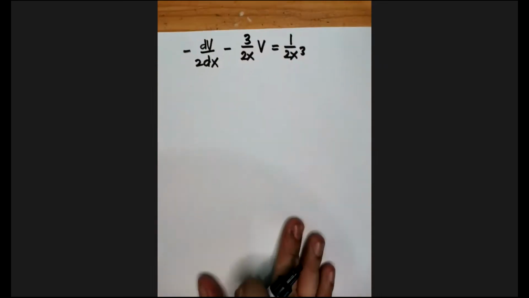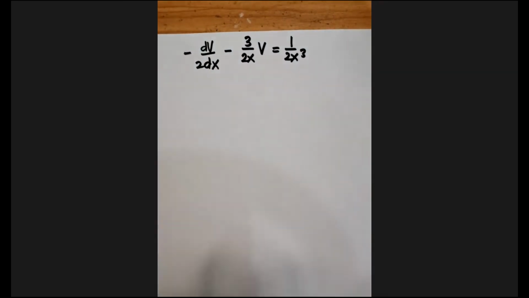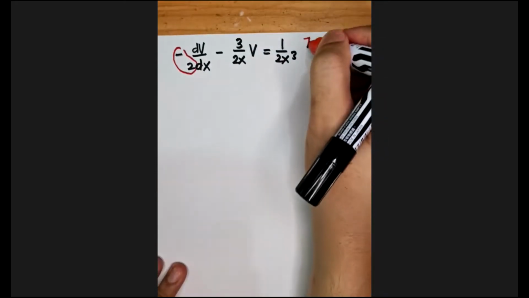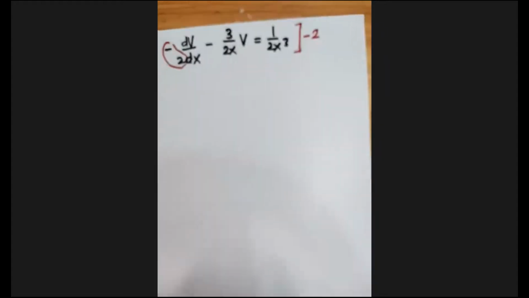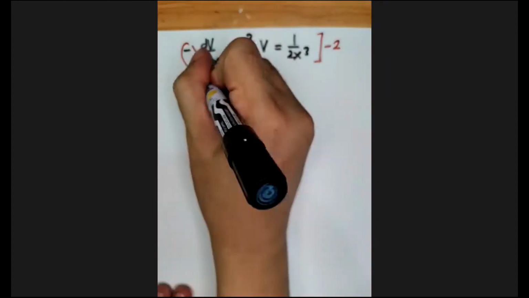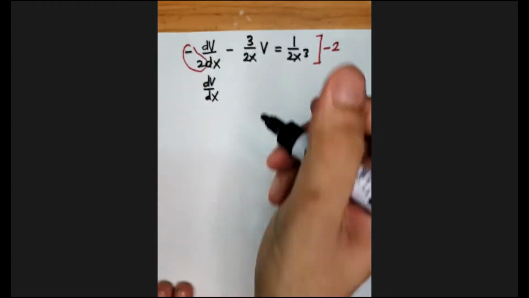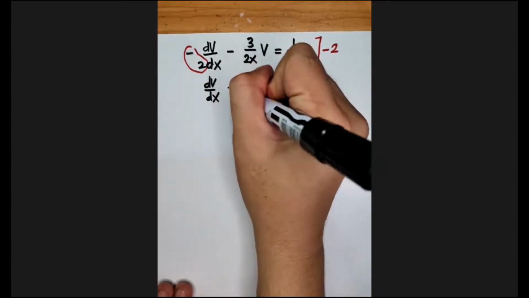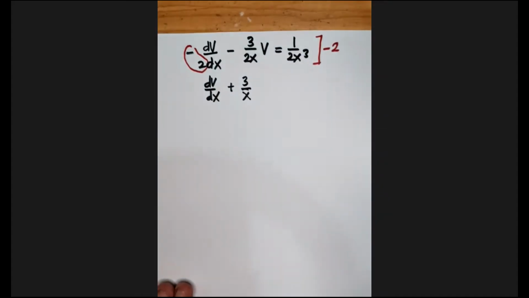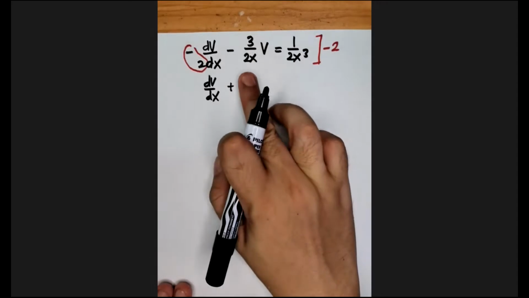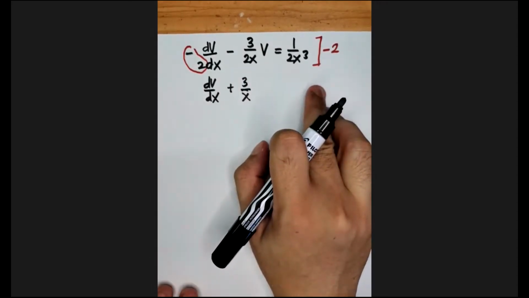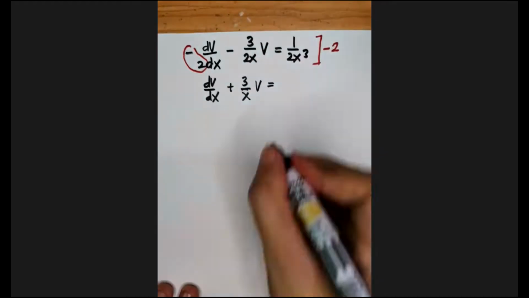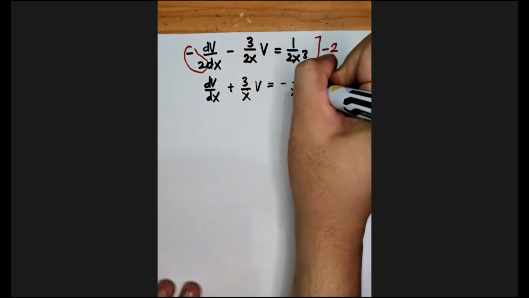1 over 2x cubed. Okay, so kailangan natin matanggal ito. Kaya kailangan din mag-multiply ng negative 2. Mag-multiply tayo ng negative 2. So this will be dv over dx, plus. Okay, maka-cancel yung 2 dito. It's 3 over x. Tama ba? 3 over x v is equal to negative 1 over x cubed.